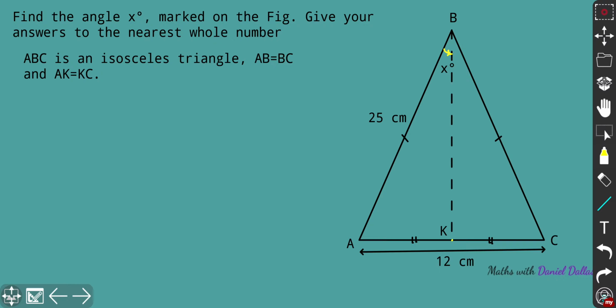And right now we're going to consider the first problem. You need to find angle x. Mark on the figures right there. So pause the video, try to do it on your own, and let's get started.